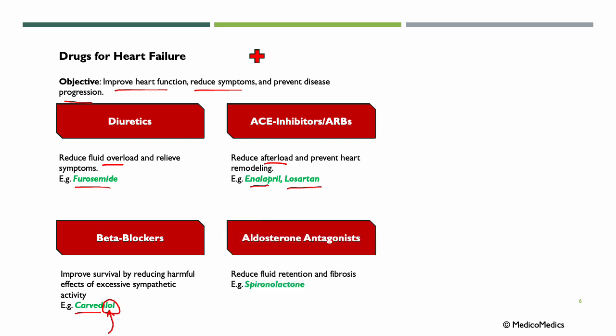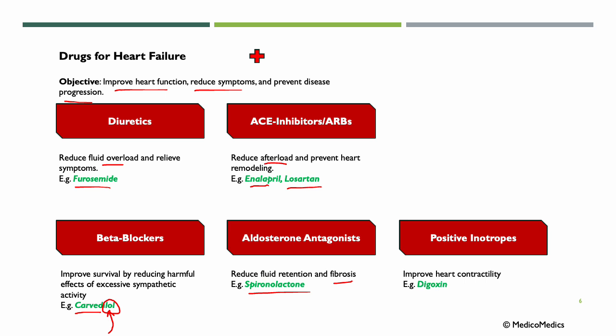Then we have aldosterone antagonists like spironolactone. These help by reducing fluid retention and myocardial fibrosis, adding further survival benefit in advanced cases. Finally, we can mention positive inotropes such as digoxin. These increase the force of heart contraction and are useful in symptomatic patients, especially those with concurrent atrial fibrillation, though they don't necessarily improve mortality themselves.